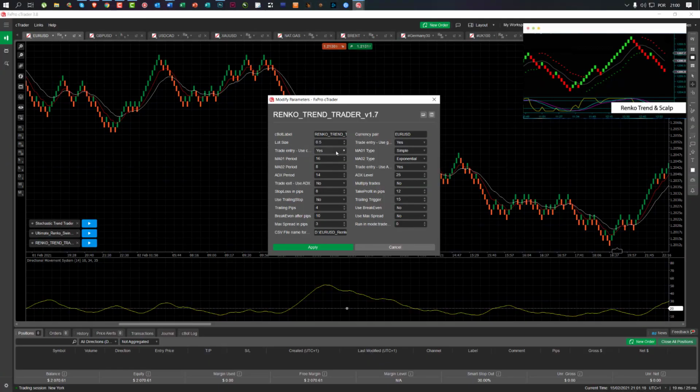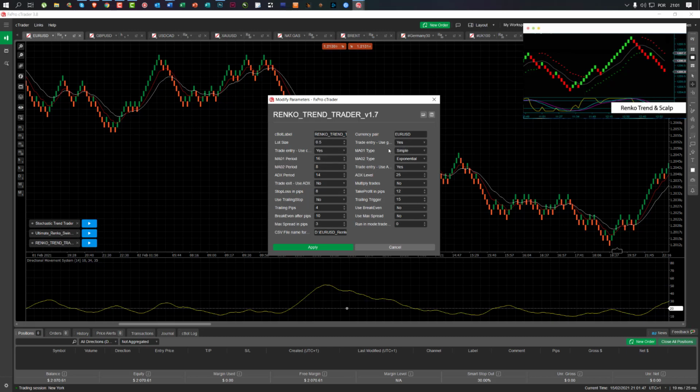Here we have the parameter list. See bot labels, simply leave as is. It's very important because this bot is designed to work in parallel with other instances of the bot. It's important that you write the currency pair and that it matches the instance it is put on. Here you set your lot size, set trade entry to yes. Both trade entry here, use a green red candle to yes, and this function to yes.